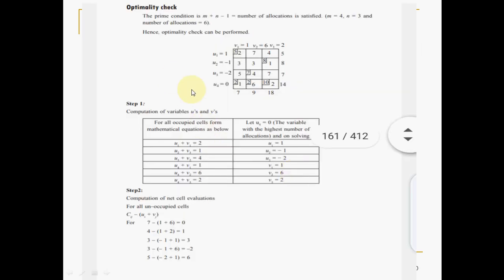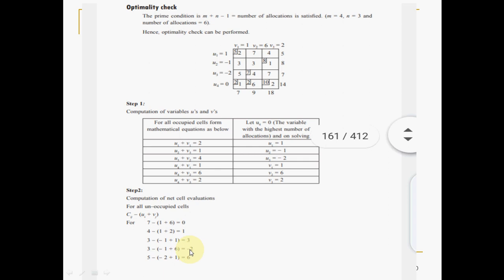Then the optimality check. If all these values are greater than or equal to 0, well and good, that itself is optimum. If not, what to do? You have to form the loop from the negative. If there are two negative values, sometimes you may get two, it's very rare. If you do, you have to form the loop from the most negative value first. Most negative, highest negative, in other words. Fine.